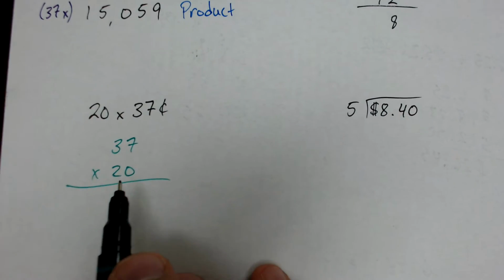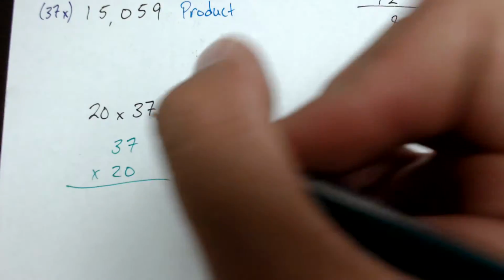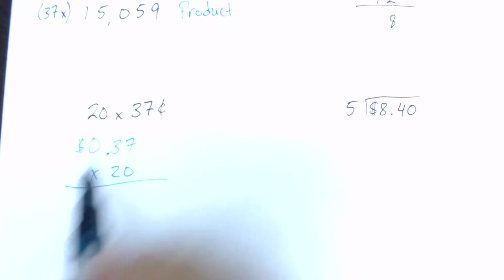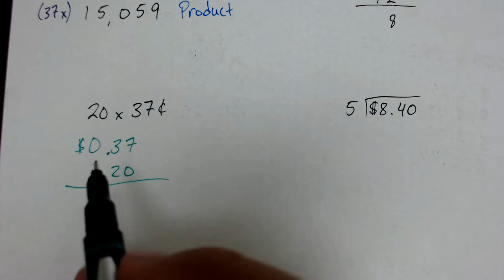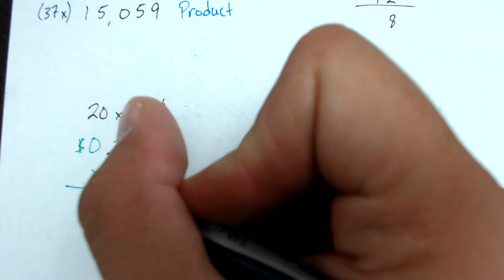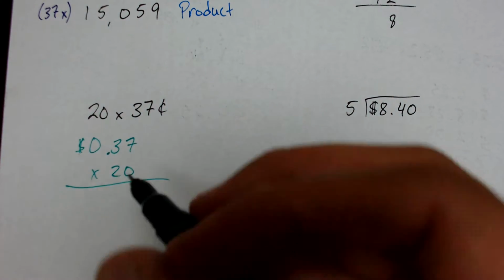And what I'm going to do here, which is a good habit, is I'm going to note, instead of putting the cent symbol, I'm going to go ahead and put $0.37. Because what that reminds me to do is I take this decimal point, and I'm going to make it, at the end of the problem, I'm going to take this decimal point, and I'm going to drag it straight down into my answer. So let's go ahead and multiply.